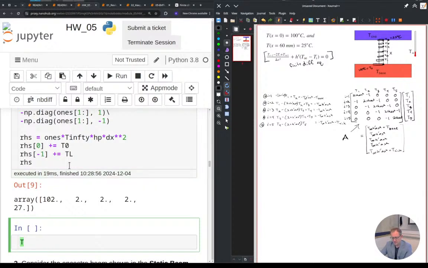So temperature, let's call it Tx, is going to be linalg.solve of A and right-hand side.